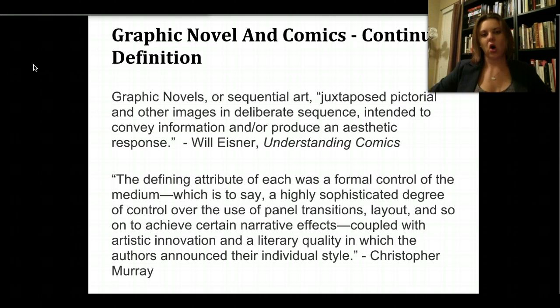But that's not all that exists. We also have the artistic innovation. So the artwork itself matters just as much as the written text in a graphic novel. And what Murray is arguing is that in order to be a graphic novel, it must have a literary quality.